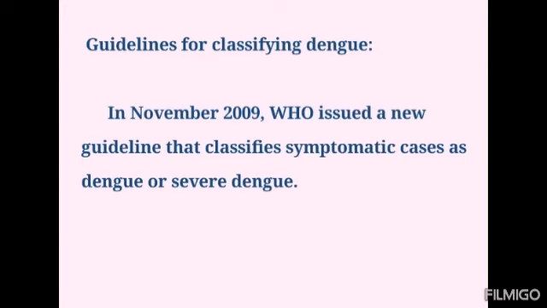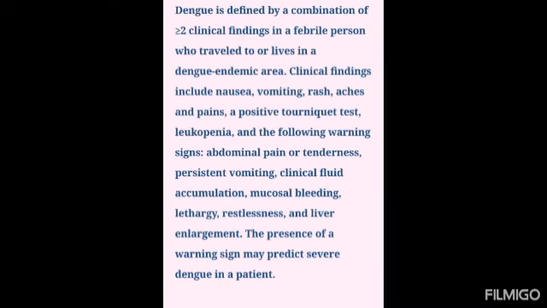Guidelines for classifying dengue. In November 2009, WHO issued a new guideline that classifies symptomatic cases as dengue or severe dengue. So, there are two types: dengue and severe dengue. Let's see in detail.